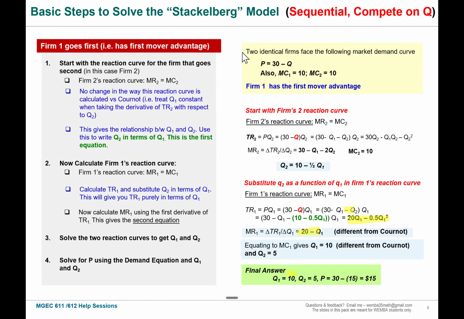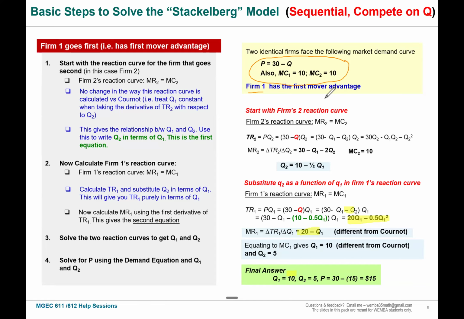Okay. So now let's look at the same problem here. Same problem as before, but with the additional caveat that firm 1 has a first mover advantage. Firm 1 has a first mover advantage. That means firm 1 goes first. Okay, so how do we do this thing?